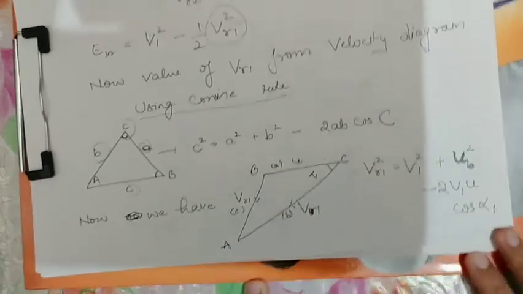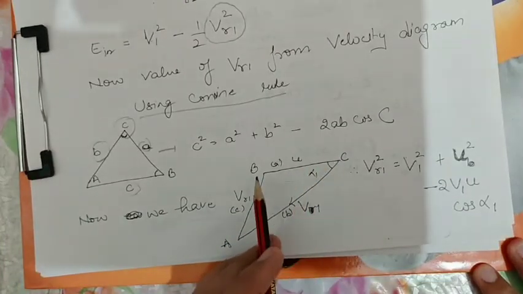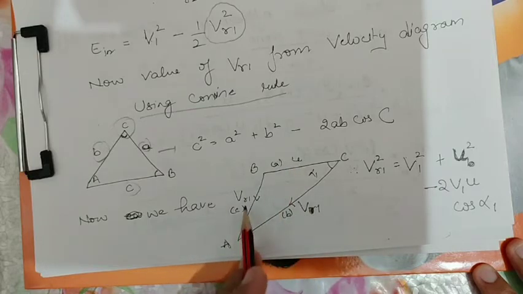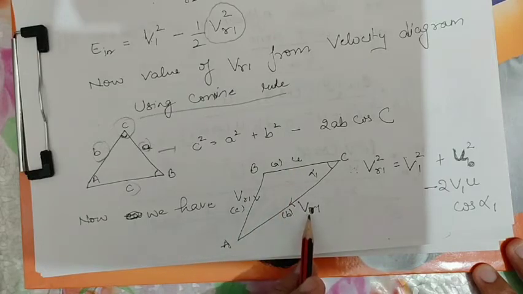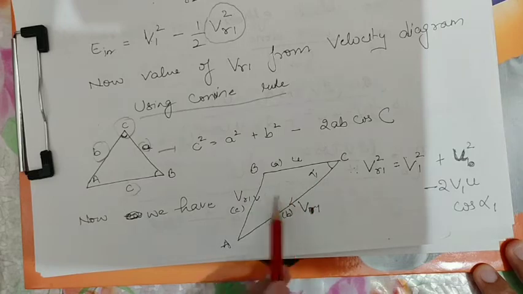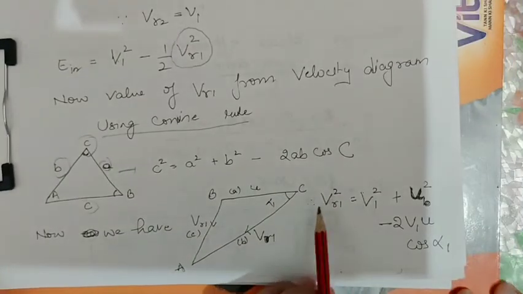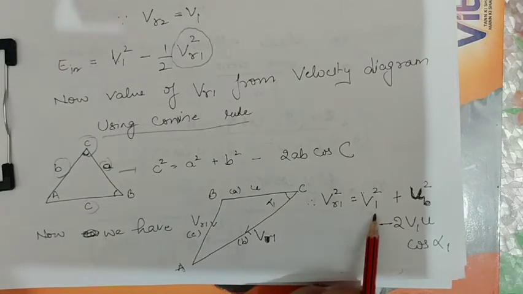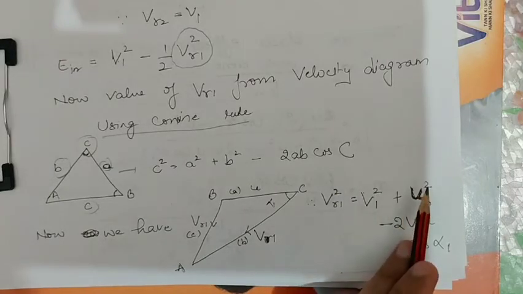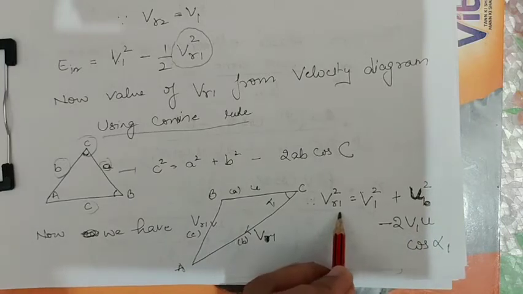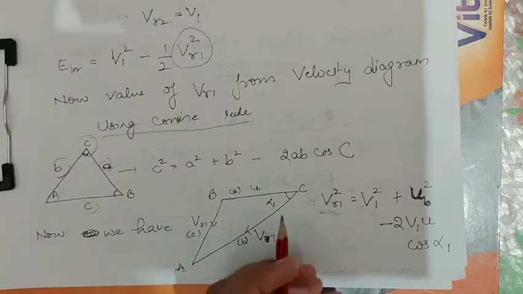By considering this velocity triangle, this is U, this is VR1 and this is V1. This is the inlet velocity triangle and this is alpha 1. Applying the cosine rule to this triangle, we get VR1 square is equal to V1 square plus U square minus 2 V1 U cos alpha 1. So we get the value of VR1 square with the help of the cosine rule.